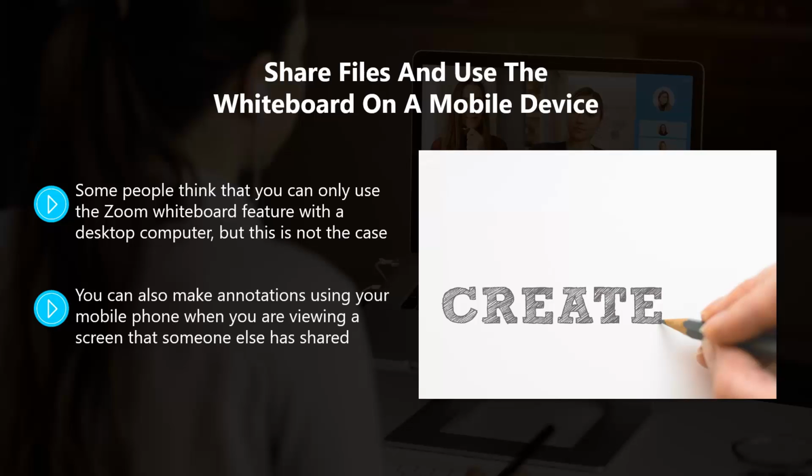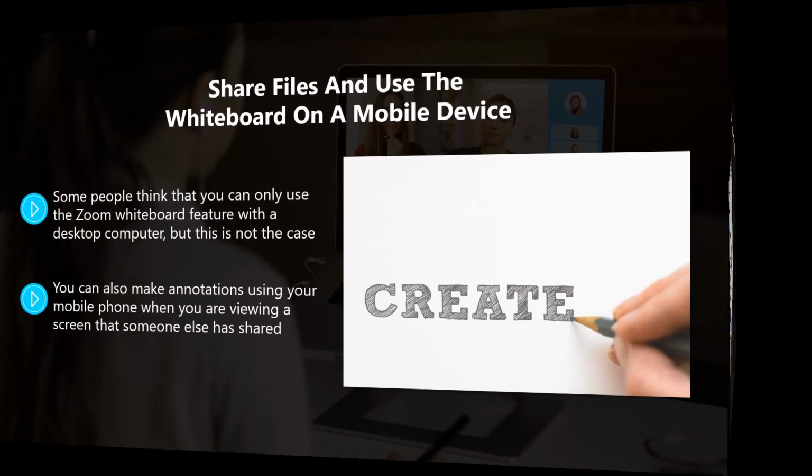You can also make annotations using your mobile phone when you are viewing a screen that someone else has shared. At the top of the Zoom window, select the View options and then select Annotate. You will then see a toolbar that will provide your options for annotation. These include text, arrows, draw, and more.